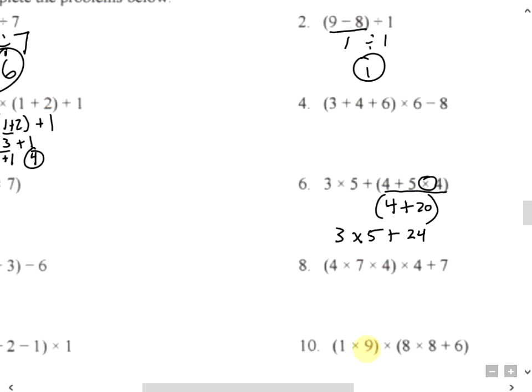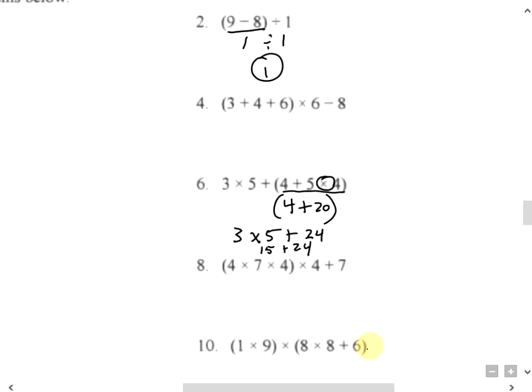All right. Now, 3 times 5 plus 24. So I have to do 3 times 5, which is 15, plus 24. As you can tell, I'm running out of room, so I'm going to move over to the side. 15 plus 24 is what? Erica? 39. Good. So your answer to this one is 39.